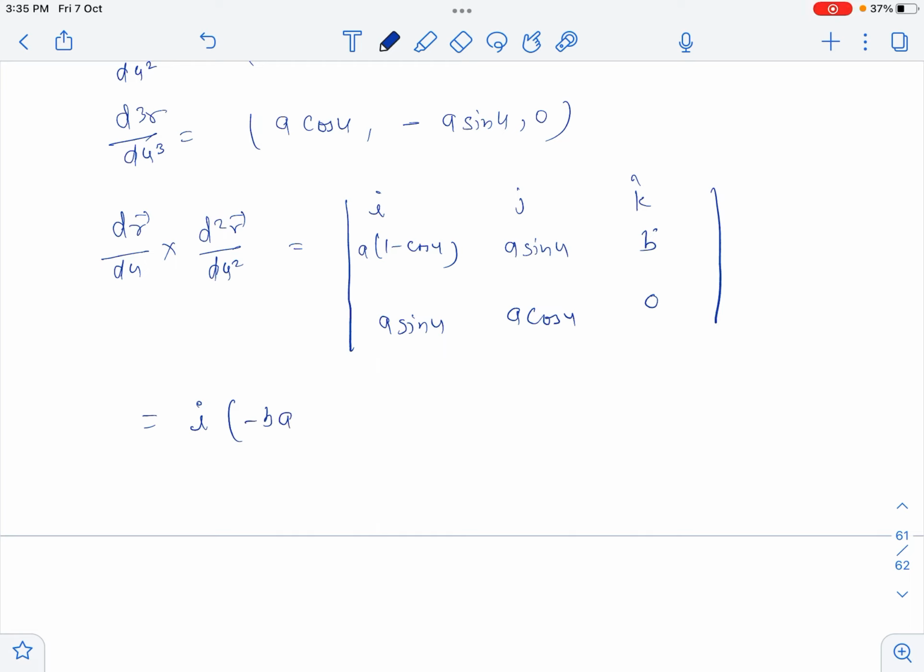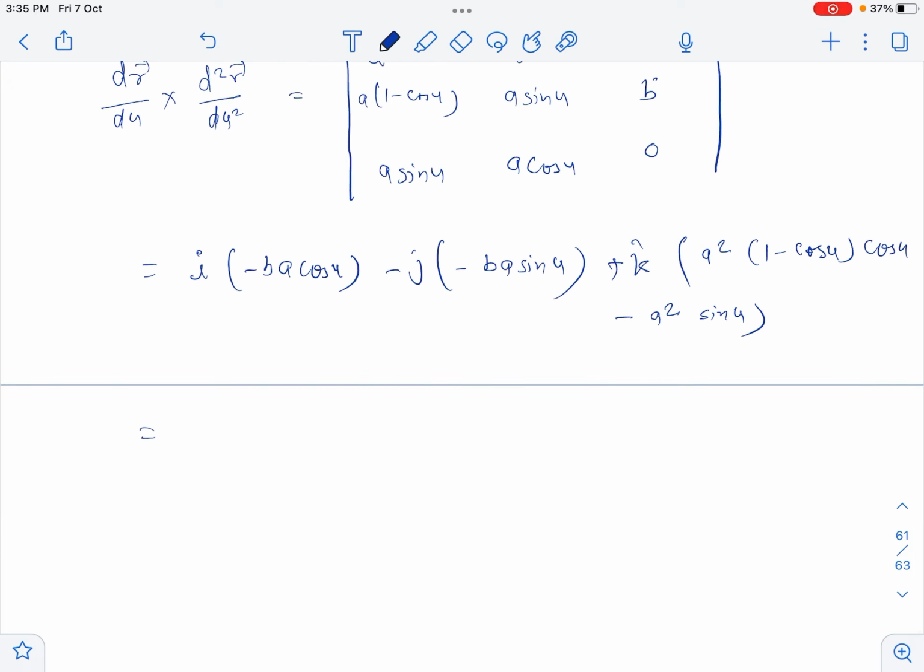So if we find the determinant, we will get i times minus ba cos u, minus j times minus ba sin u, and this is k times a square (1 minus cos u) into cos u minus a square sin u, which is equal to minus ba cos u i plus ba sin u j plus k a square (cos u minus 1). Now on simplification we can get this.